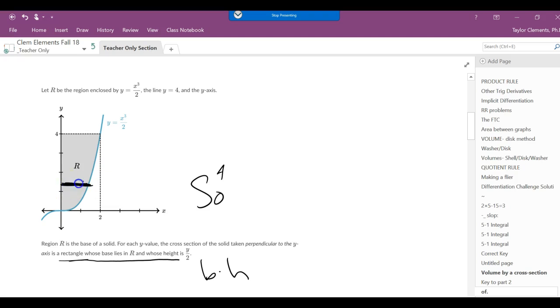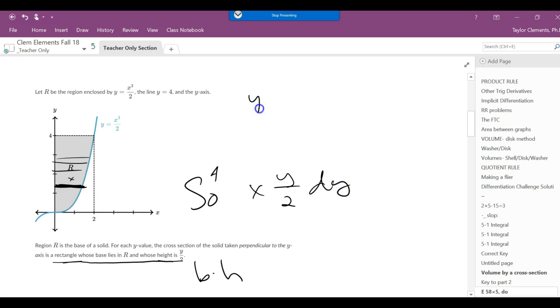So that right there, that x value is the base. At each slice, that's just the x value. And then the height is y over 2, which was given to us like that. Okay. We need to figure out what x is, though, since I'm doing dy. So that would be y equals x cubed over 2. So 2y equals x cubed. And therefore, x equals cubed root of 2y.